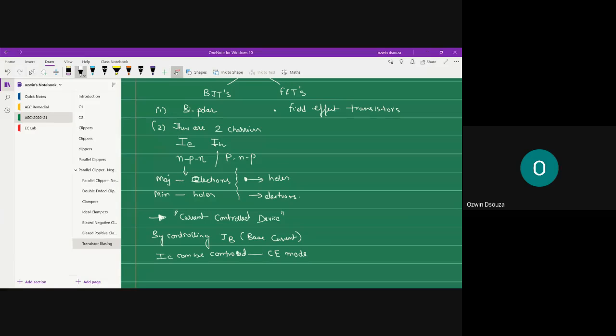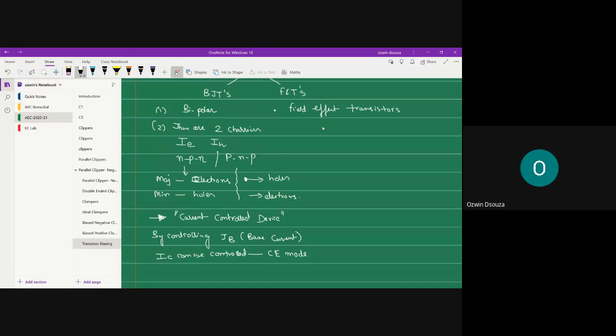So that's about BJT. Quickly let me recap. In case of BJT, you have two types, NPN and PNP. NPN will have electrons as majority charge carriers, and holes are the minority charge carriers. In case of PNP, it is vice versa. The device conduction is governed by the base current, so it's a current control device, and base current is controlling the output current. All right, so that's about your BJT.